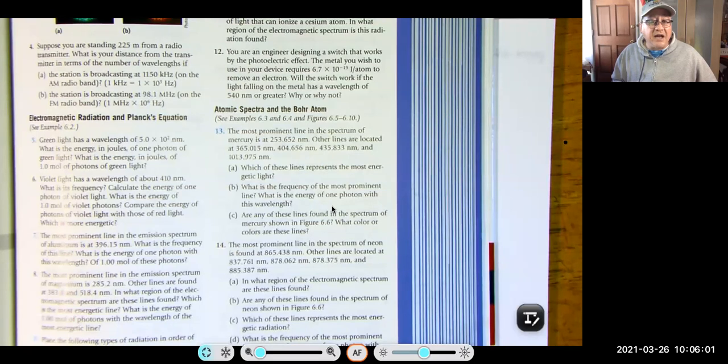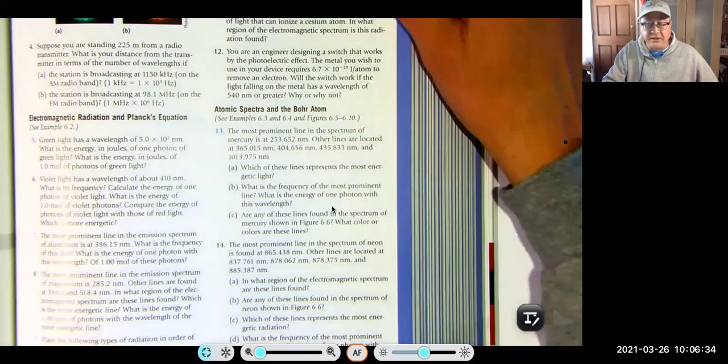And are any of these lines found in the spectrum of mercury shown in figure 6.6? For that one, they only show visible lines for mercury. So I'm looking at two visible lines that we would see in mercury. If we learn the spectrum from short wavelength to long wavelength, it's ROY G BIV. So 400 would be violet and 435 would probably also be violet or indigo. So those would be the colors, but let's do the calculations.